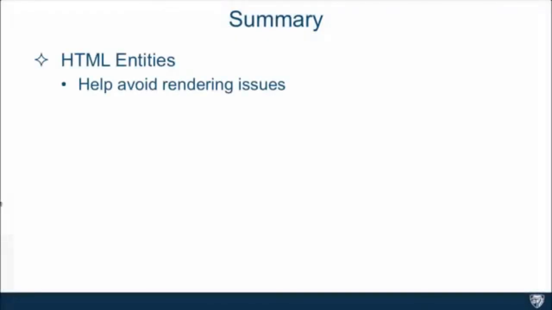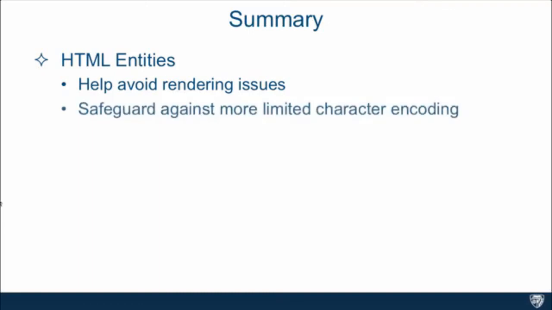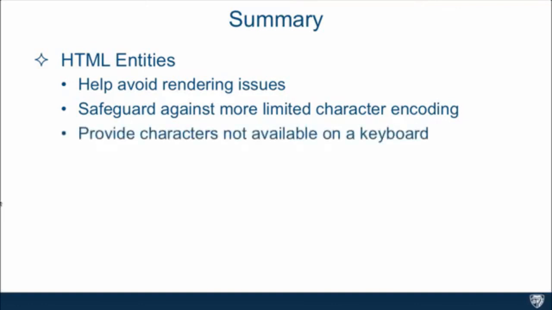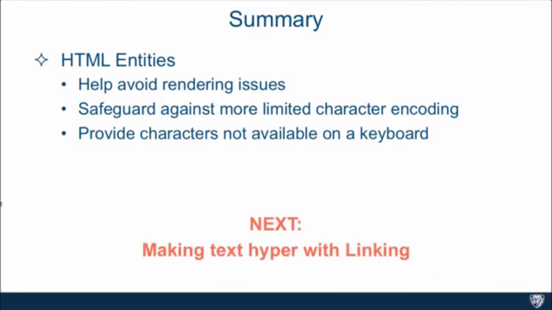So in summary, we looked at HTML entities, and they help avoid rendering issues, especially with those 3 characters that HTML can try to render instead of thinking of it as content. We also saw that sometimes you could safeguard with these HTML entities against more limited character set encodings. And you could provide characters not available on the keyboard. For example, we provided the copyright character that was at the end of the document. That certainly is not on any of the keyboards that I've seen, but you could still display that character using an HTML entity. Next, we're going to talk about making text hyper with linking.